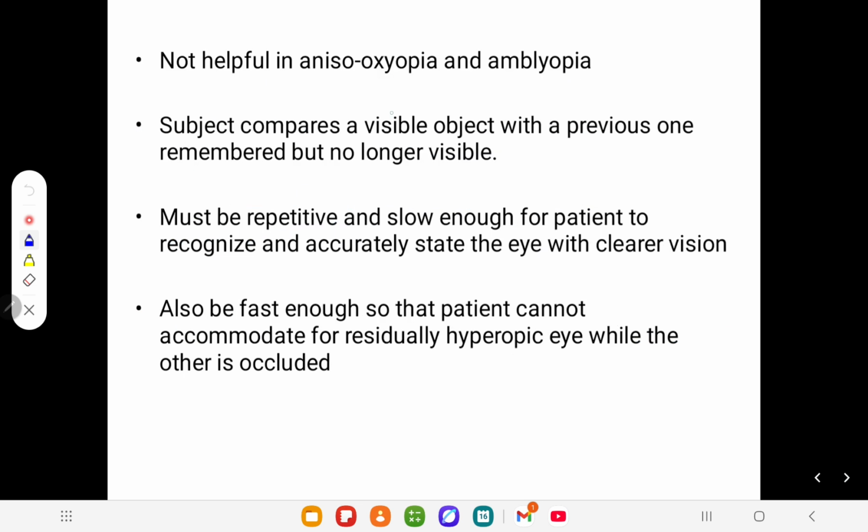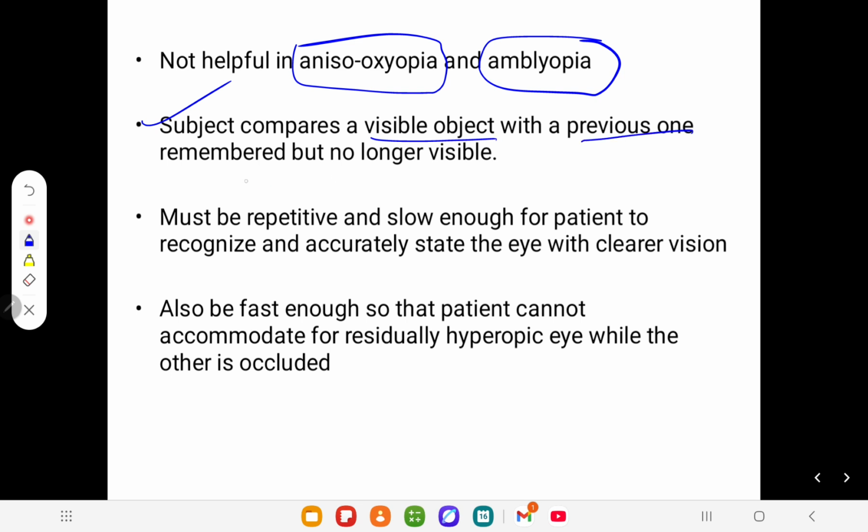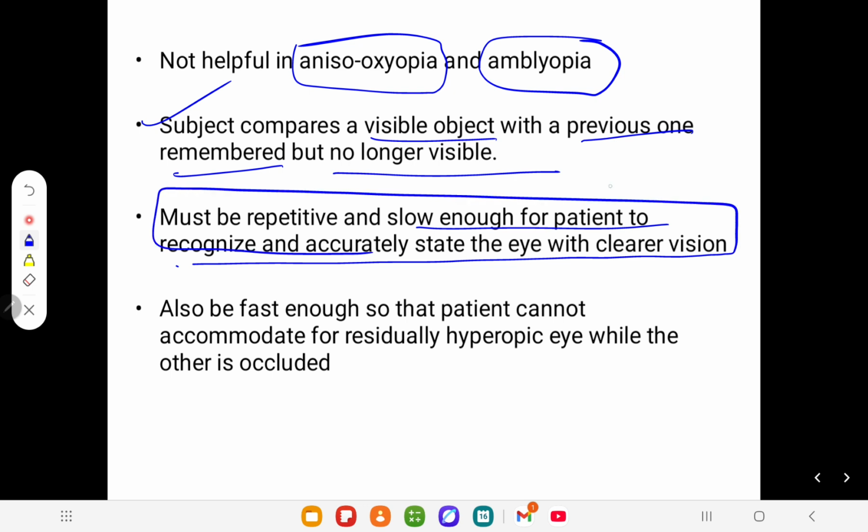This is not helpful in anisoaxiopia, I have already told you, not helpful in anisoaxiopia patients and amblyopia patients. This particular way of spherical equalization is not helpful. The subject compares the visible object with the previous one and remembers it. The alternation must be repetitive and slow enough that the patient can recognize and accurately state the response. If you are dealing with visual acuity, then you have to give your patient time so that his response is as accurate as possible.